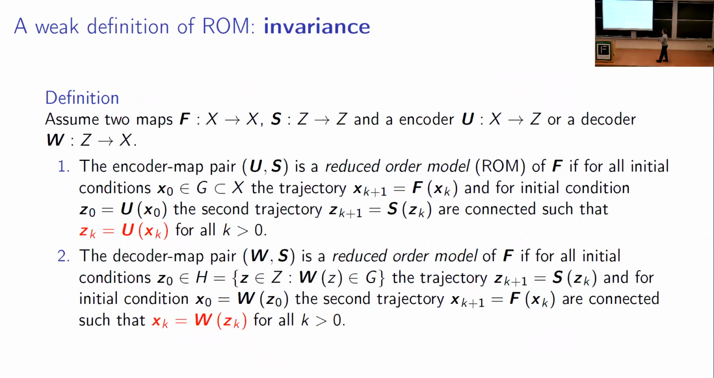All right. So, what do I mean by reduced order model? Well, basically, I mean invariance. So basically, in case of an encoder, if you have a trajectory in your data and you encode it, then that encoded trajectory must be the trajectory of a lower dimensional map. That's all it is. And if you have a decoder map pair, then it's the other way around. You create a trajectory with your lower dimensional map, and you map it to the space, and that must be the trajectory of the high dimensional map. So that's all it is. You have to have a connection that follows through trajectories.